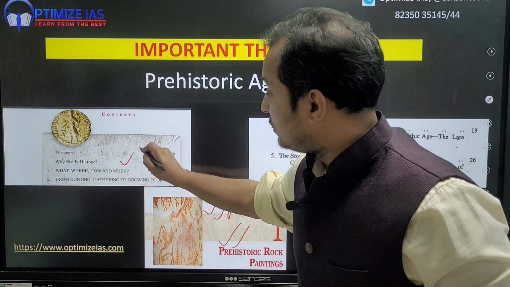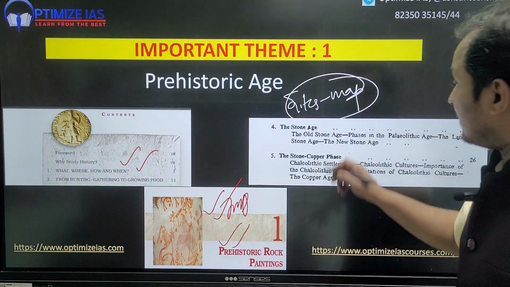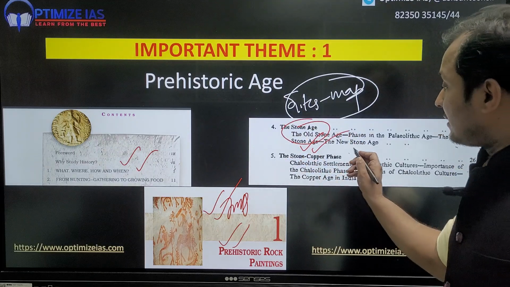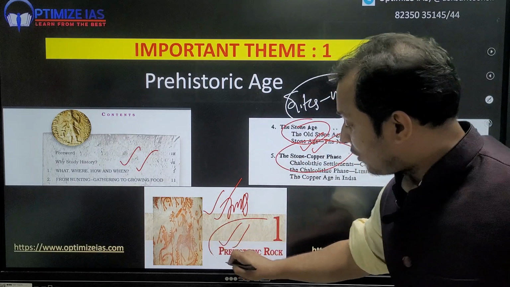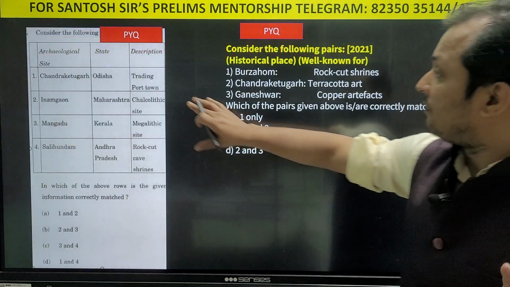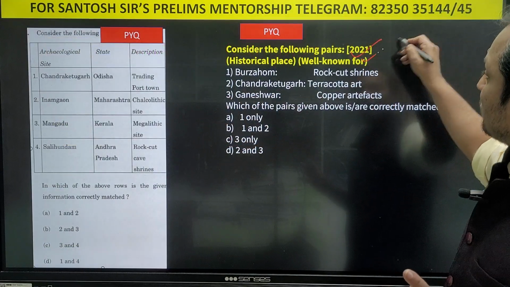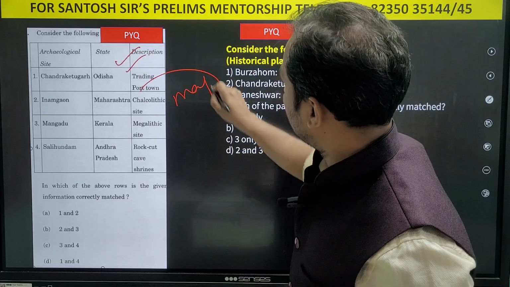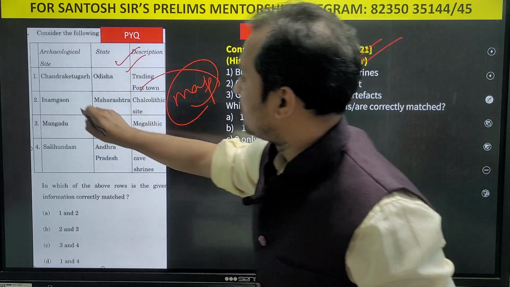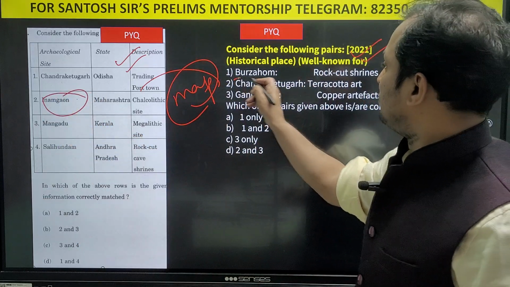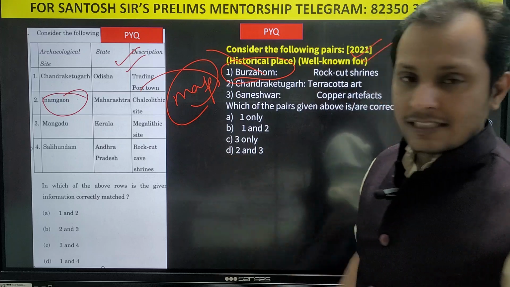So you can see this is the new NCERT, our past book. This is the old NCERT, guys. Ancient India, you can see the Stone Age and the Copper Age. And guys, prehistoric rock painting, fine arts book, new NCERT. And you see the questions are coming very regularly. You can see this is a 2021 question. This is a 2024 question. Both of them are map based questions. You can see here Inamgaon, and here you can see Burzahom, in Jammu and Kashmir.